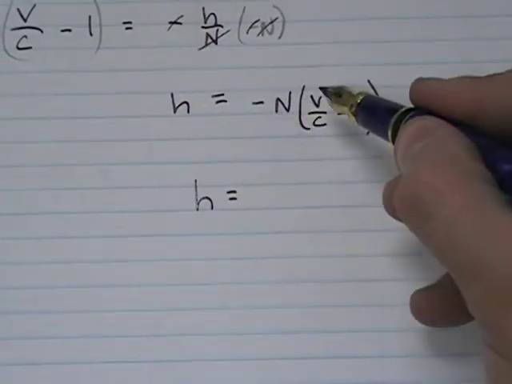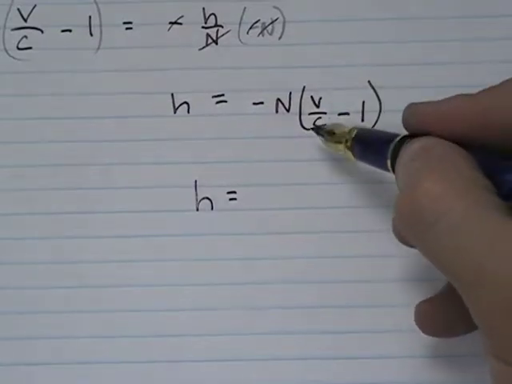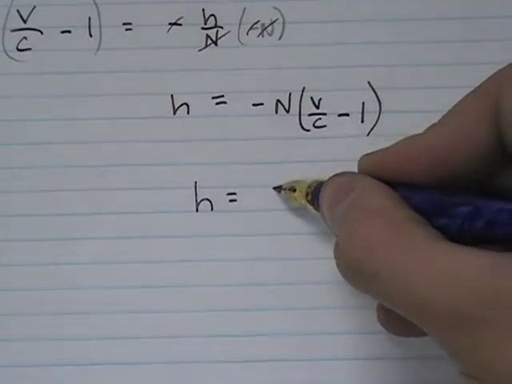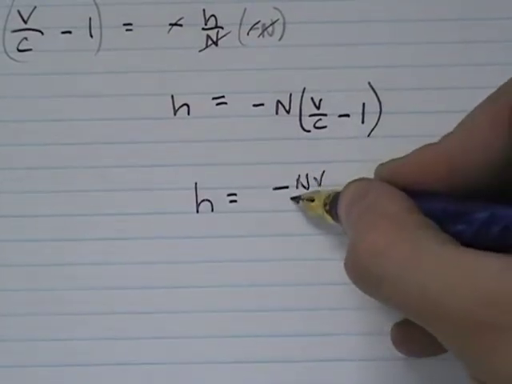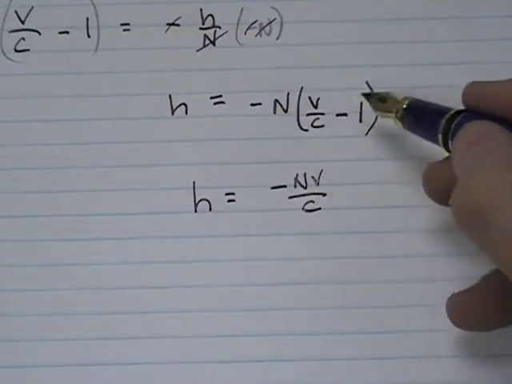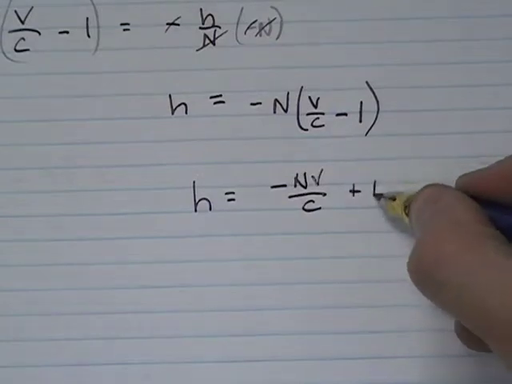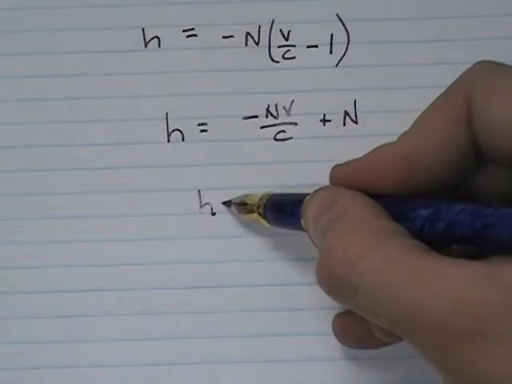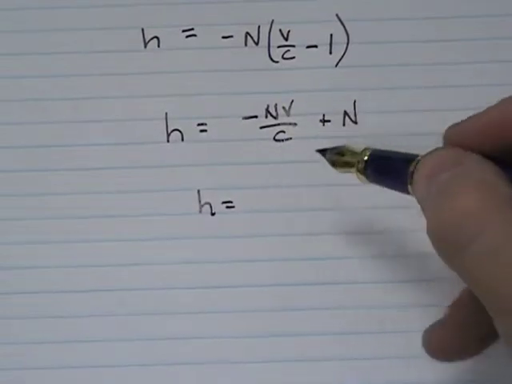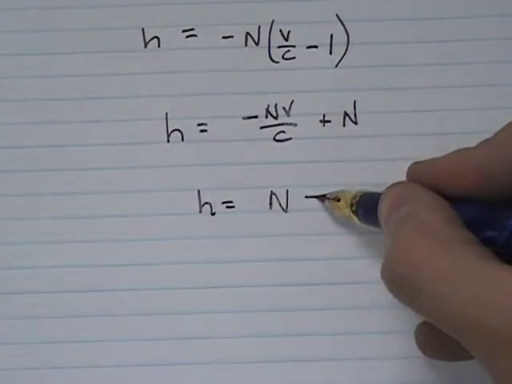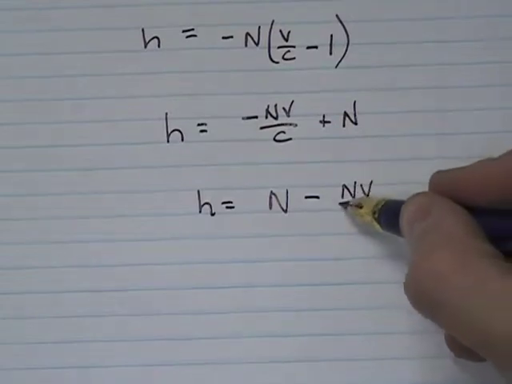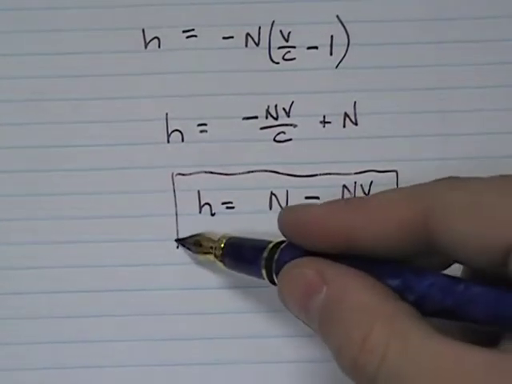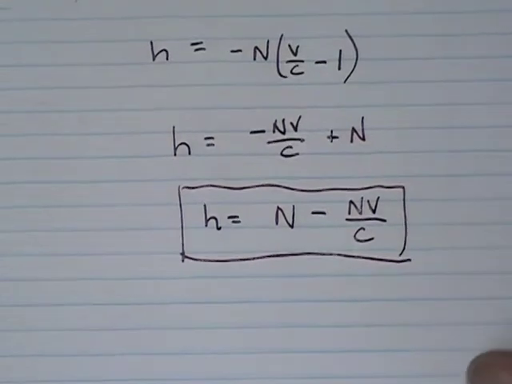Negative N times V over C is negative NV over C. And negative N times negative 1 is positive N. And then a lot of times to make this look prettier, we'll just rewrite these. We'll change the order and we'll write N minus NV over C. And this is how I would write this. Okay, it's very nice, very neat.